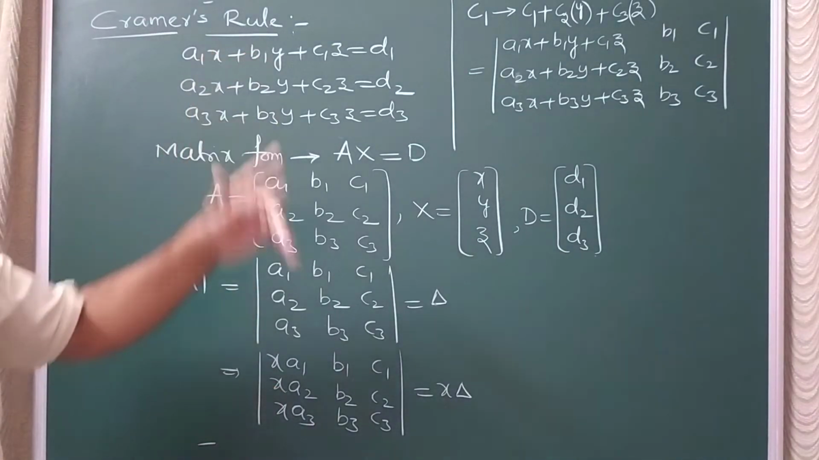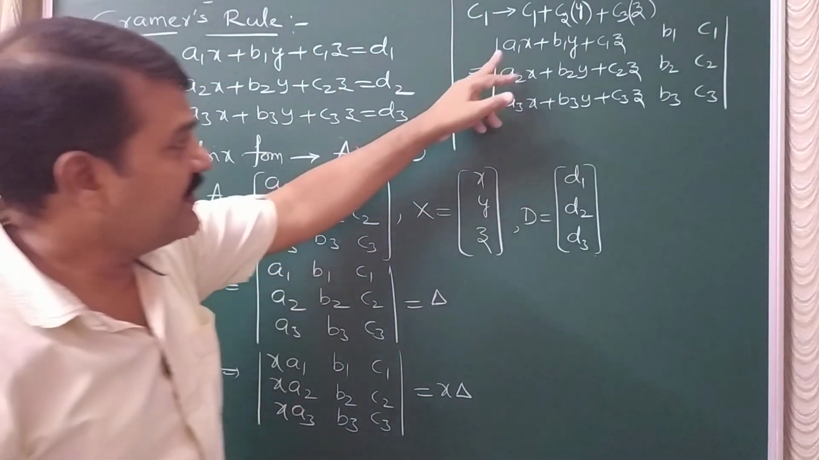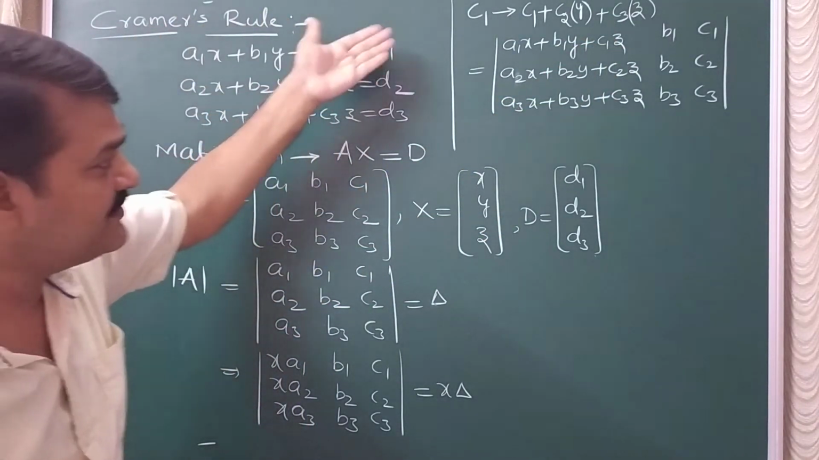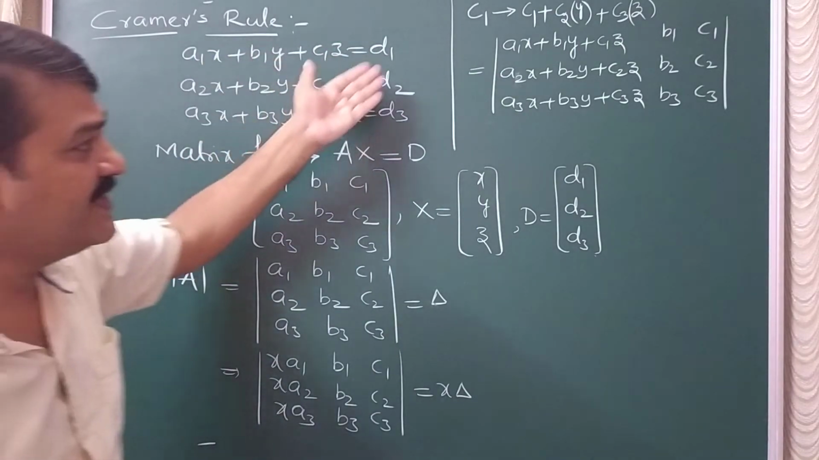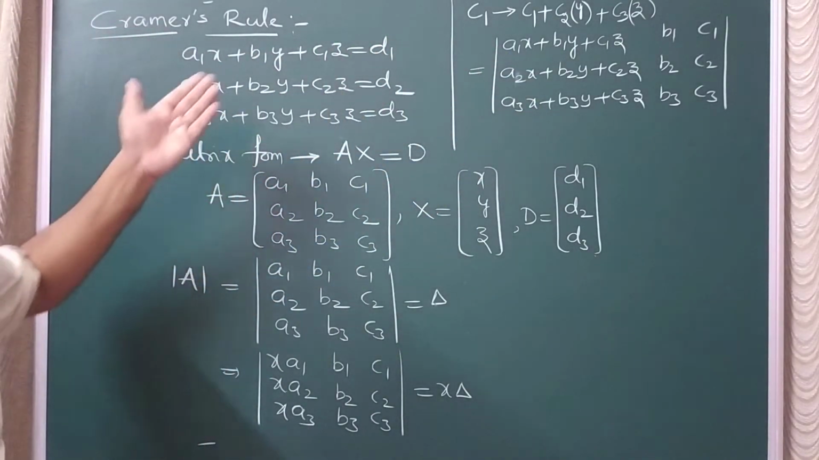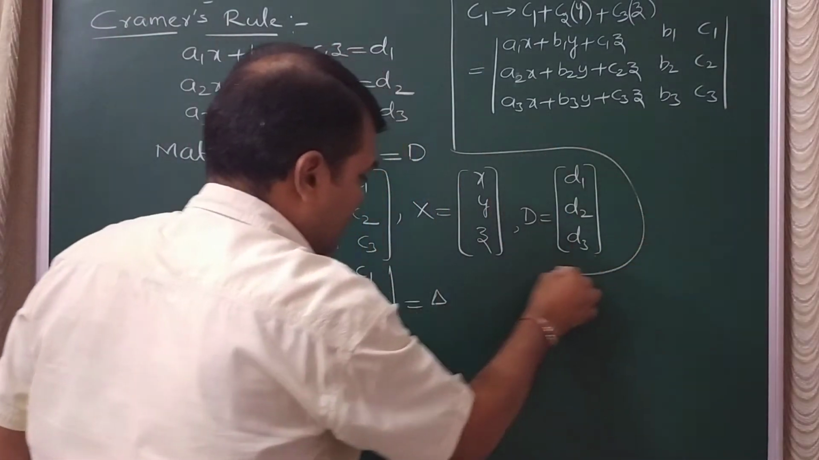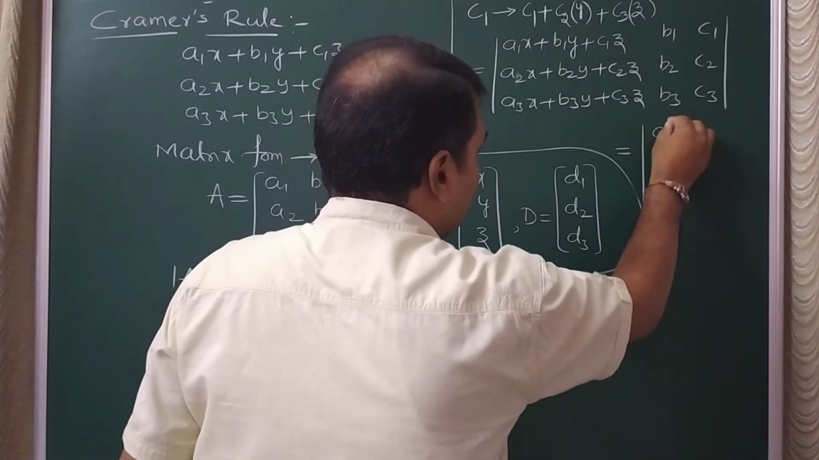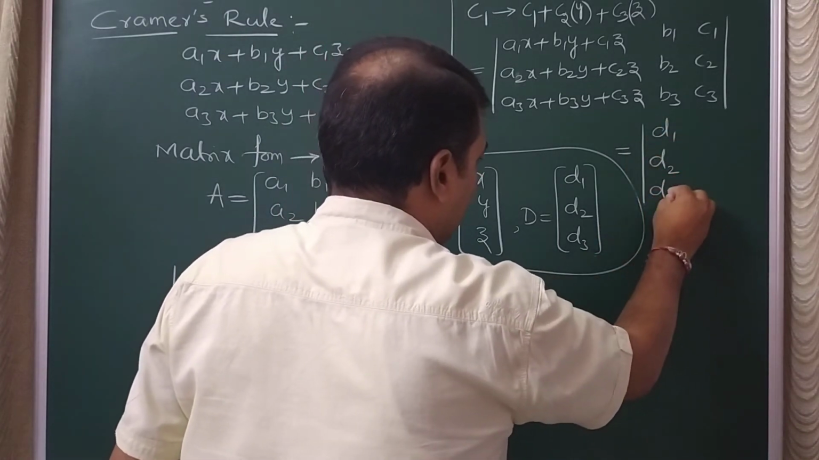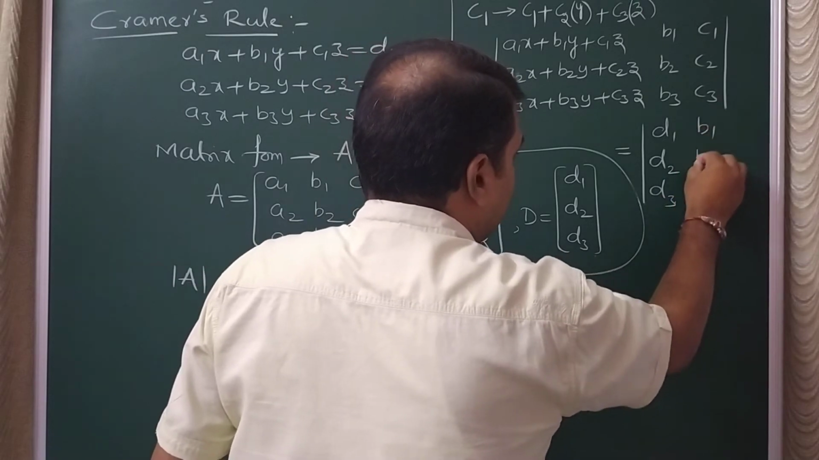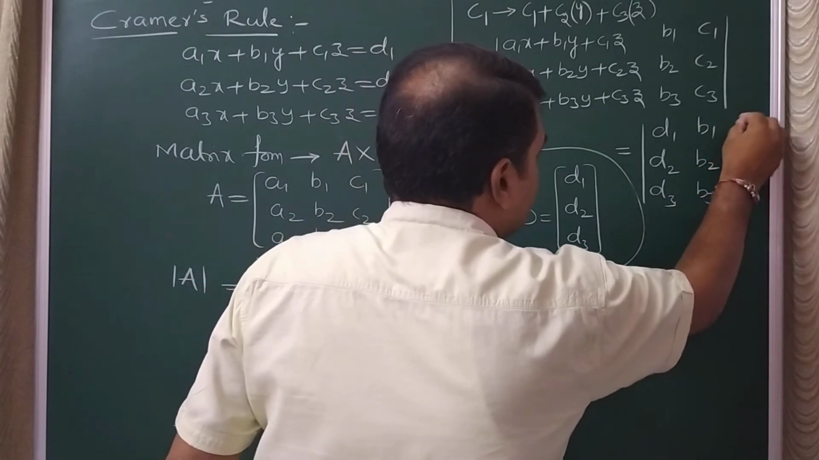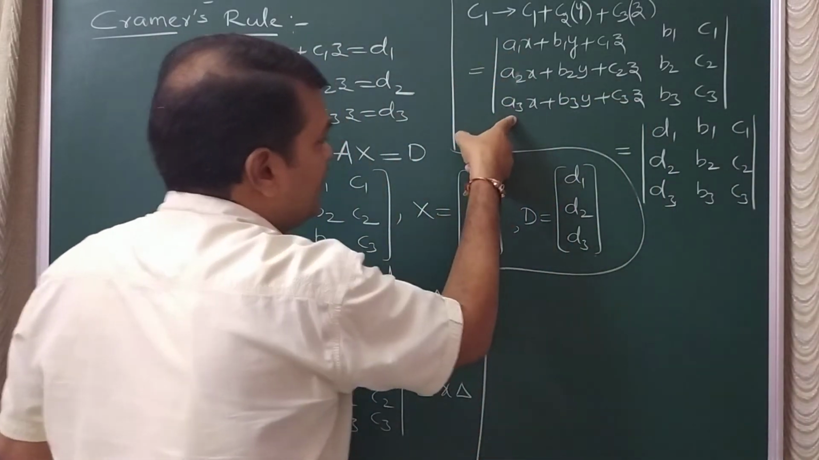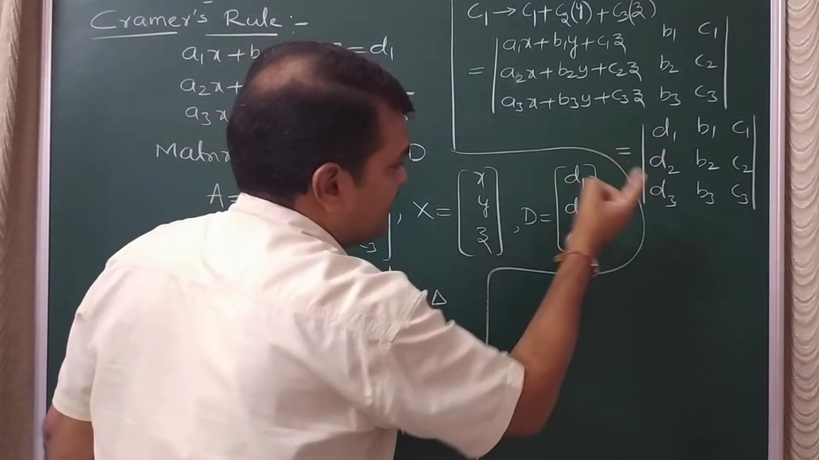So this is the change we have done. Now you can clearly see that A1x plus B1y plus C1z is nothing but this first equation, which is equal to D1. This from the second equation will be D2. This from the third equation will be D3. So therefore I will get the determinant with first column D1, D2, D3, then B1, B2, B3, C1, C2, C3 as the second and third columns, the same as before.